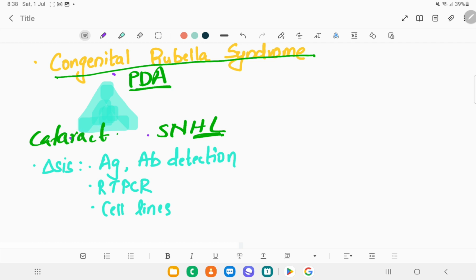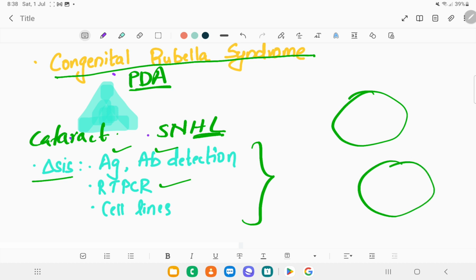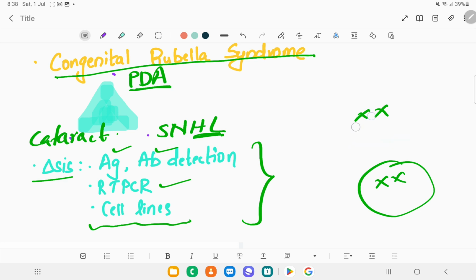All right, guys. Now let's talk about the diagnosis. Diagnosis of any virus will include mostly all of these. We can detect the virus using antigen detection or antibody detection. We can do an RT-PCR. You know that a virus cannot be cultured in the normal culture media. We can culture the bacteria in our blood agar, chocolate agar and all, but we can't do that for the virus. For virus we have something called cell lines. So virus can be isolated and cultivated in cell lines.